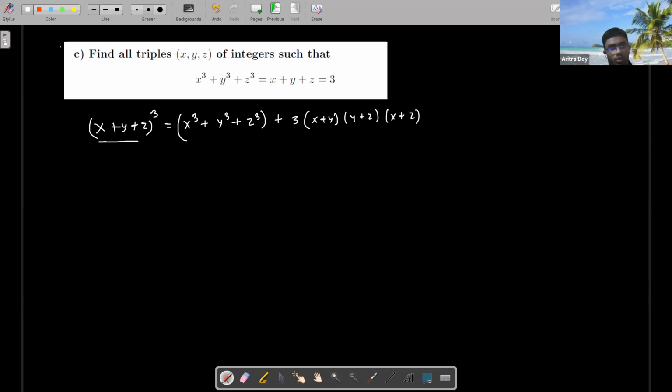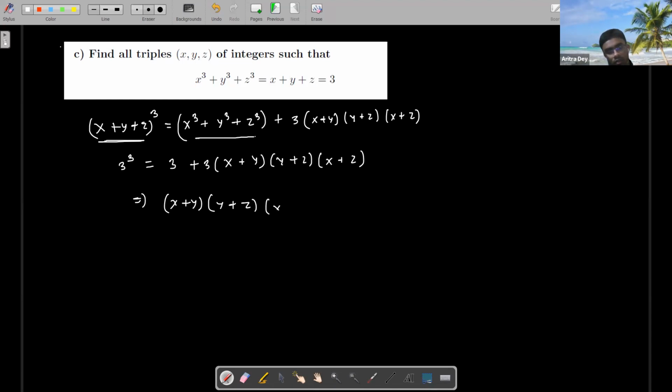Now I know that x plus y plus z, that whole cube, is basically equal to 3. Sorry, this thing is equal to 3. So it will be 3 cube, right? And this will also be 3. So plus 3 into x plus y, y plus z, x plus z. Now from here it's coming out that x plus y into y plus z into x plus z equal to 27 minus 3 divided by 3, that is 8.